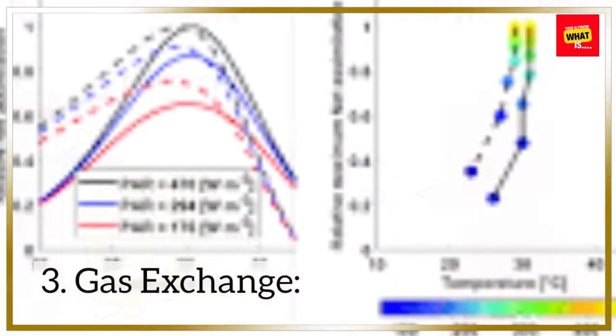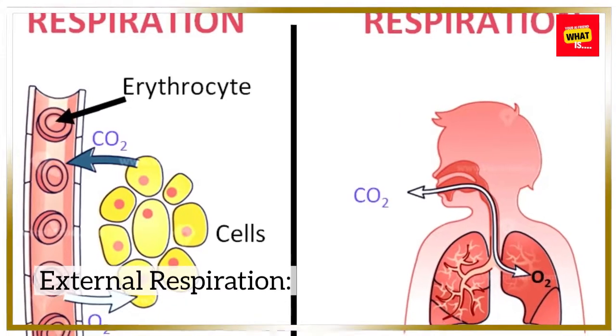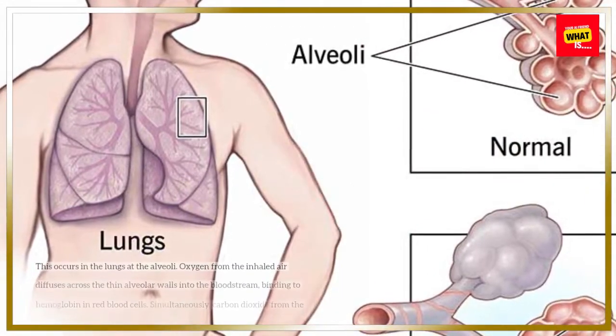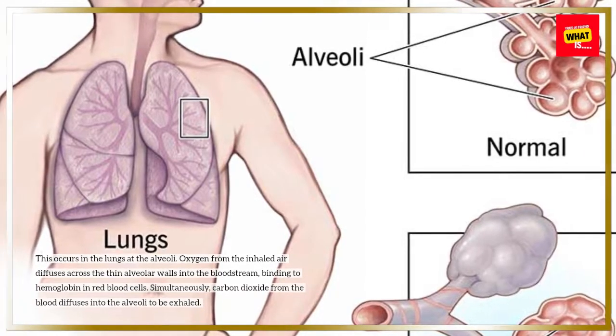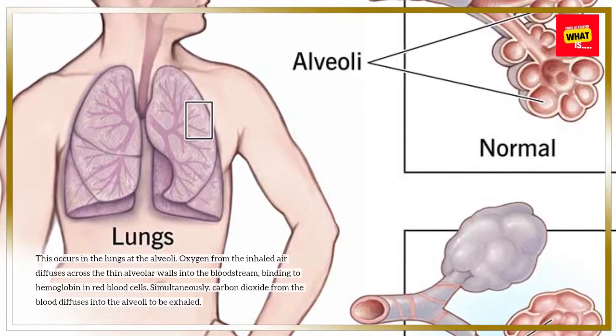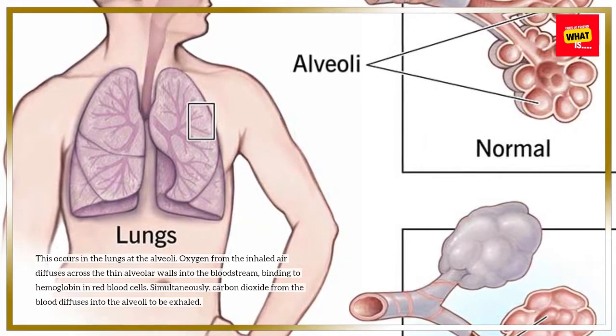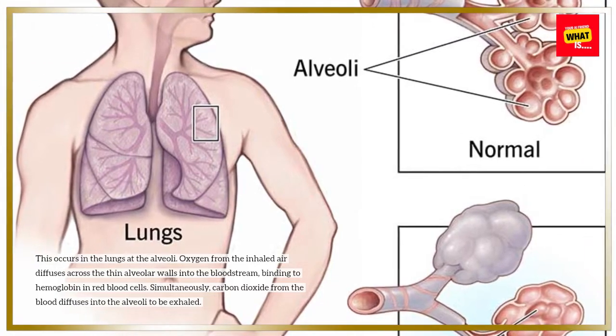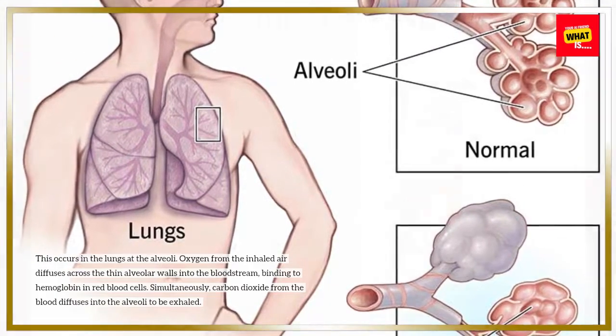3. Gas exchange. External respiration. This occurs in the lungs at the alveoli. Oxygen from the inhaled air diffuses across the thin alveolar walls into the bloodstream, binding to hemoglobin in red blood cells. Simultaneously, carbon dioxide from the blood diffuses into the alveoli to be exhaled.